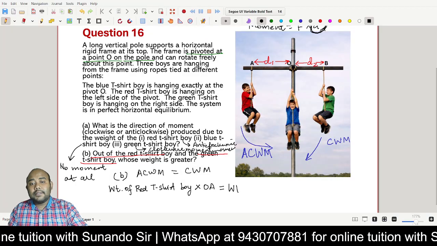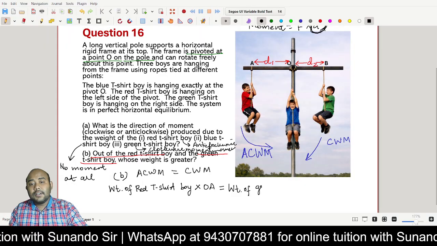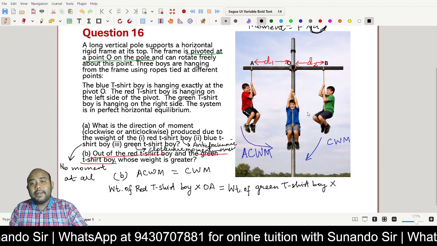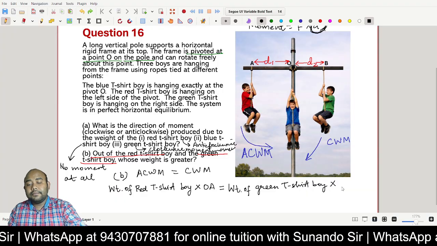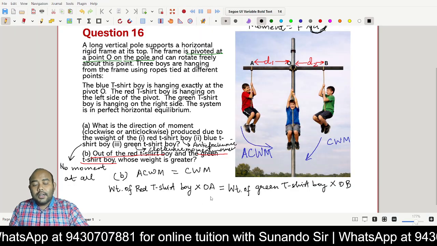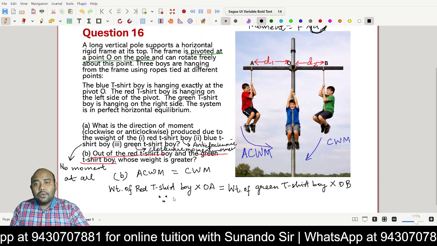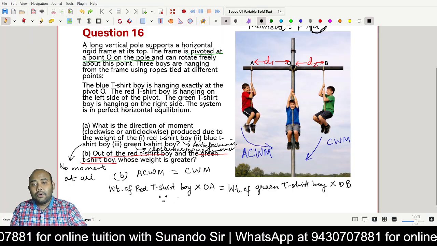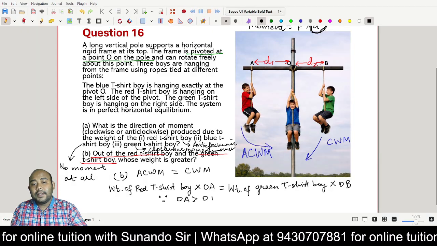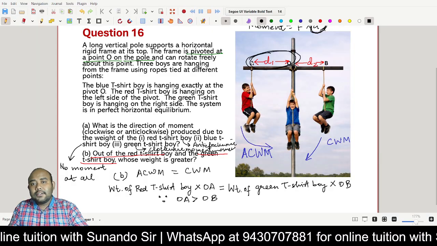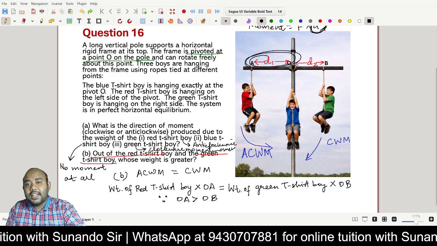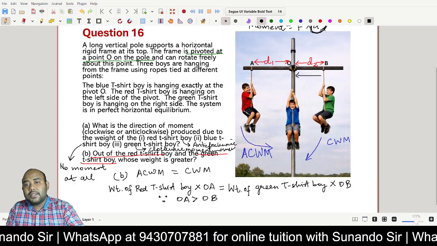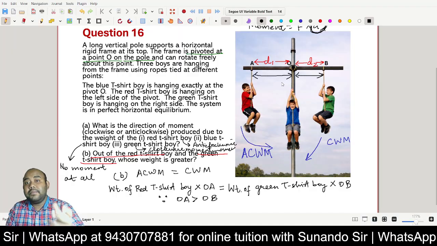Clockwise moment is because of this force, weight of the green t-shirt boy, multiplied with this distance OB. Now very clear, since OB is smaller than OA, isn't it? Or you can say OA is bigger than OB. Very easy. You can see in the figure also that this OA, this distance, is bigger than OB. OB is small. OB is only this distance. OA is this big distance.